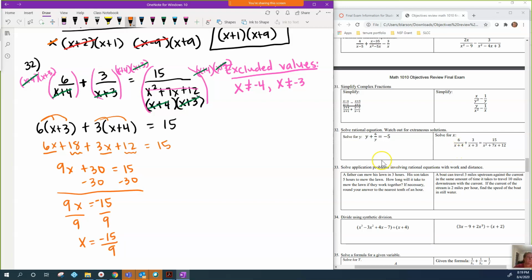And that is not one of the excluded values that I came up with there, so that means that is a good solution. But I will just warn you that it seems like 90% of the time on these types of questions that show up on the final, students forget about those excluded values, and then that is one of the solutions that you come up with, and then they leave it as part of the answer. So just make sure that you watch that closely. Okay, are there questions on that? I can help explain a little bit better.